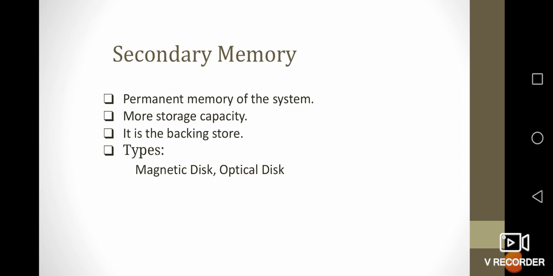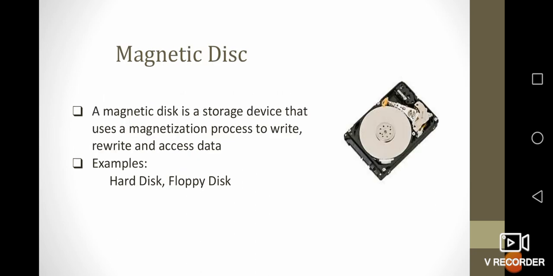Next, we are moving on to the secondary memory. It is a permanent memory of the system, and actually it consists of a large quantity for storing the data. Actually, it is a main backing store of the system. The various types are magnetic disk and optical disk. What is a magnetic disk? Actually, it has a magnetic process in order to write, rewrite and access the data. For example, hard disk and floppy disk.